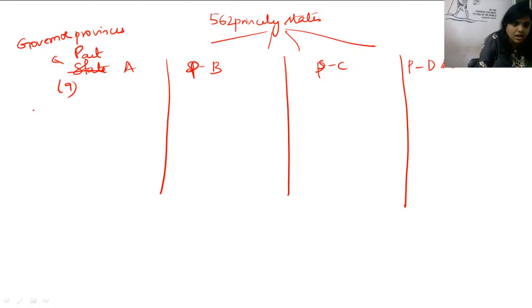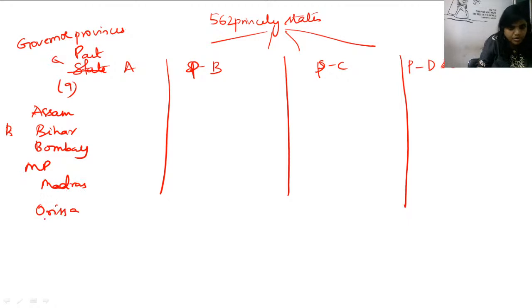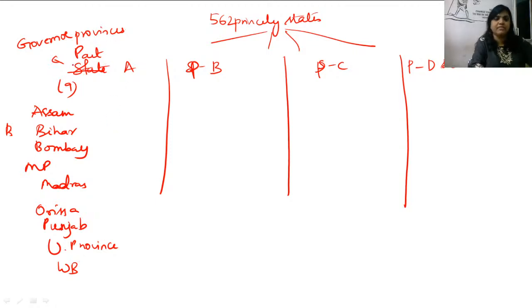We have Assam, Bihar, Bombay, Madhya Pradesh, Madras, Orissa, Punjab, United Province, and also we had West Bengal. Okay, so we have a total of 9 states under Part A, which are called governor provinces because they are directly ruled by the governor.